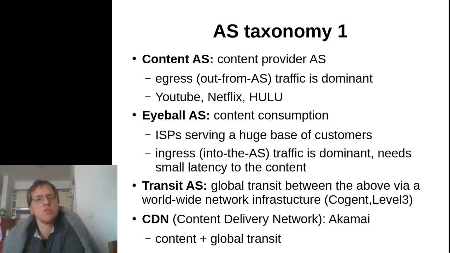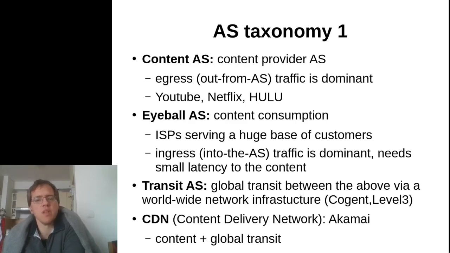So this download traffic, which goes in egress direction out from YouTube's networks, dominates the ingress traffic, so the video uploads to YouTube. So these are typically the content provider ASes whose egress traffic is dominant over ingress traffic. The direct opposite is the eyeball AS, where content consumption is typical instead of provision. So in this particular example, a typical ISP usually serves a huge base of customers, like millions of customers who usually just watch YouTube traffic, but locally generate and upload small traffic to the rest of the internet. These are the typical eyeball ASes.